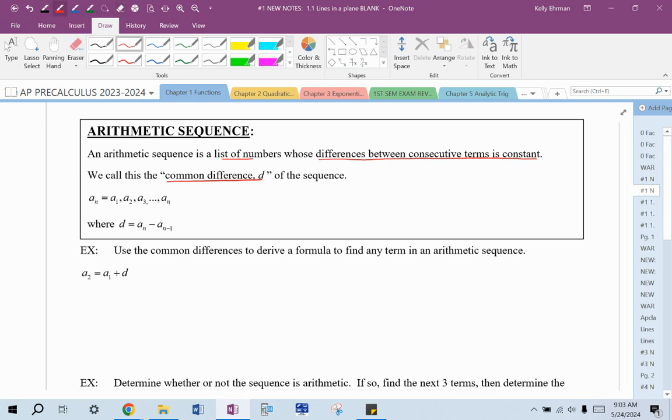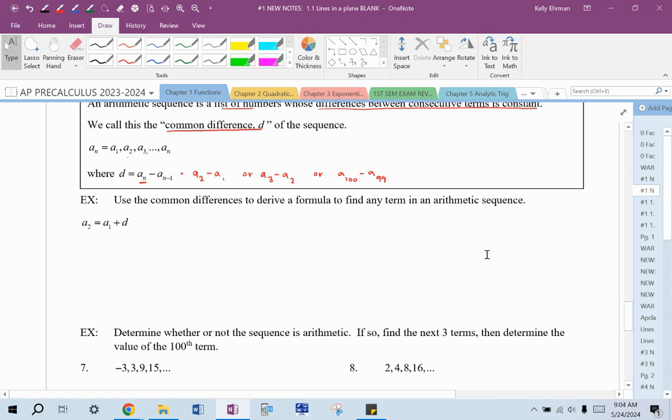You don't have to wrestle over what the pattern is. You just get it by subtracting consecutive terms. It's got to be the next term minus the previous term, so a sub n minus a sub n minus 1. So term 2 minus term 1, or term 3 minus term 2, or term 100 minus term 99, whatever.